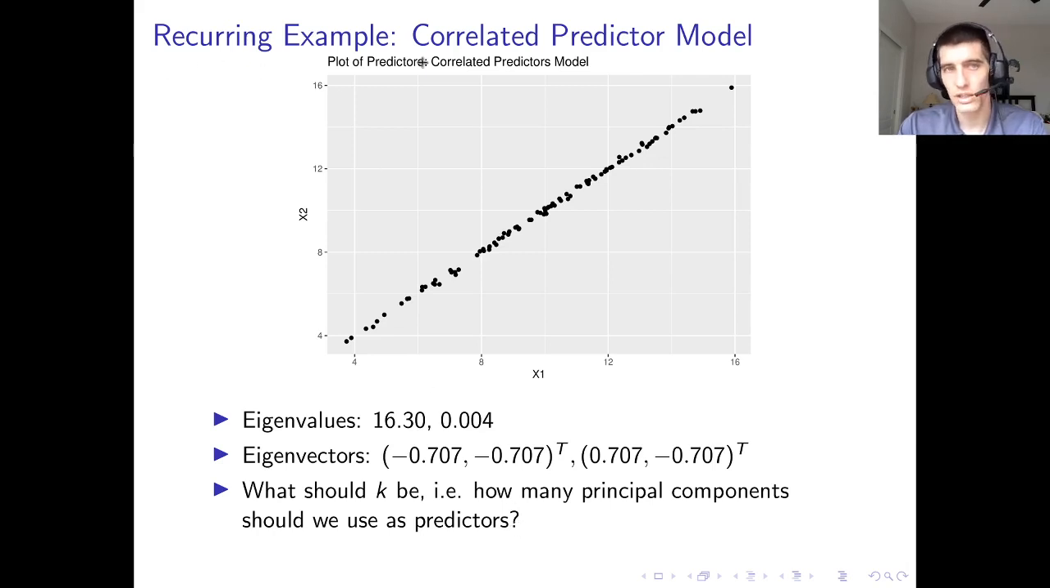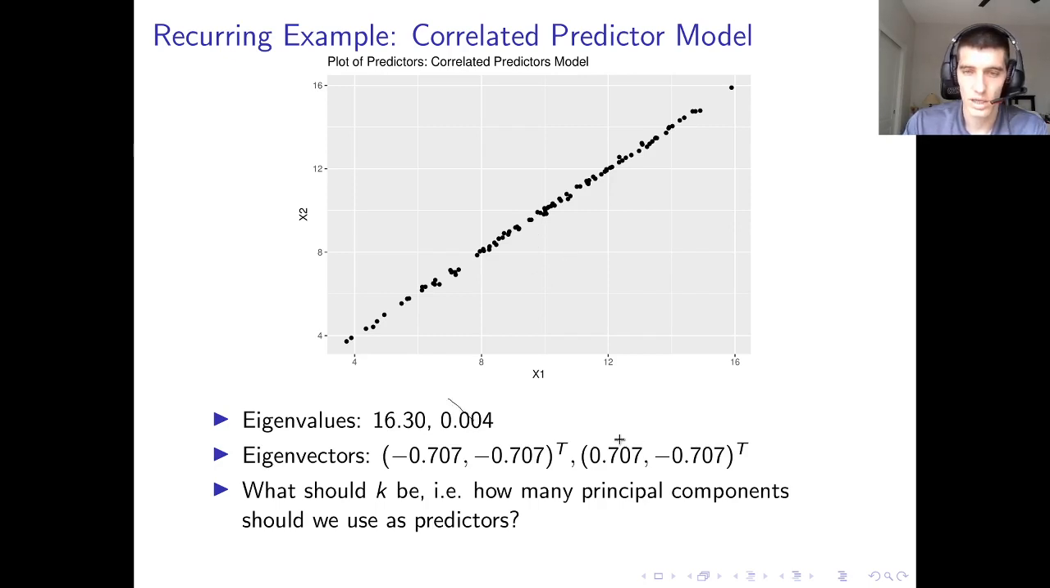Okay, so let's look at the recurring example that we had, this correlated predictor model, right? So here's predictor 1, here's predictor 2. They're obviously highly correlated. We've looked at their eigenvalues and eigenvectors previously in the second part of this lecture. So how should we choose K, i.e., how many principal components should we use as predictors, and which ones should we discard? Okay, the idea is we want to capture the high variance terms and discard low variance terms.